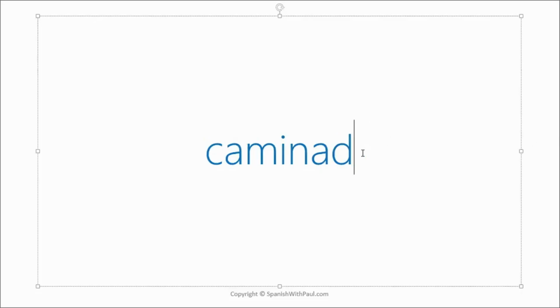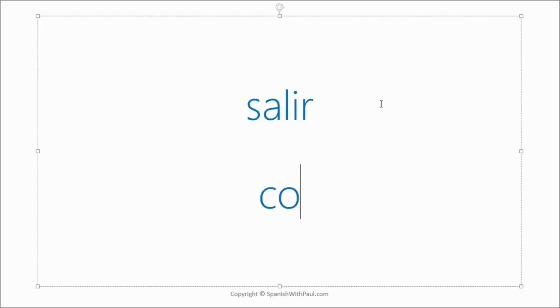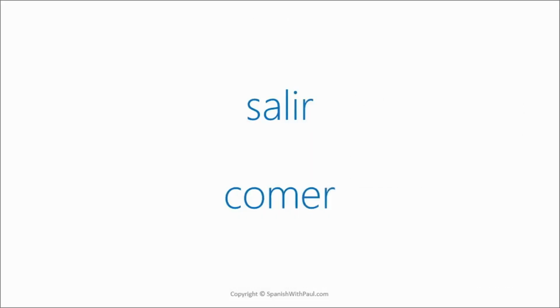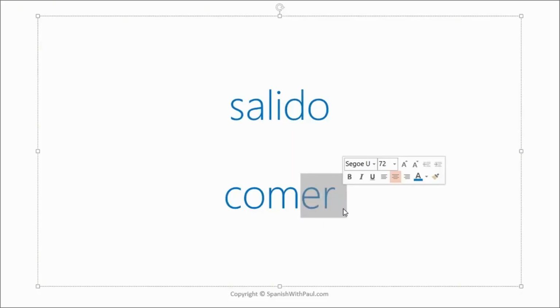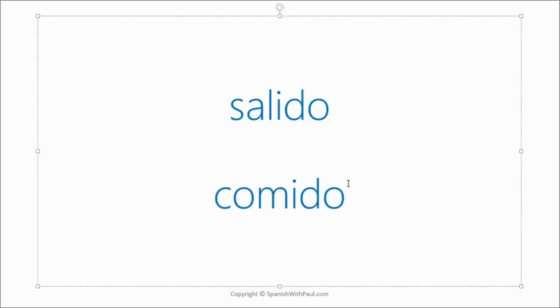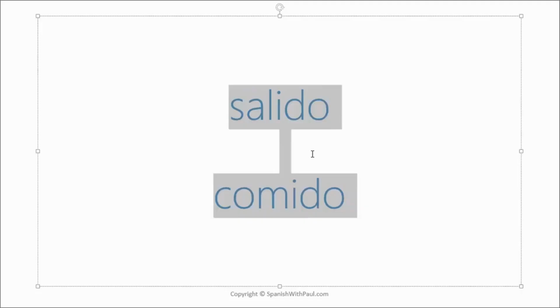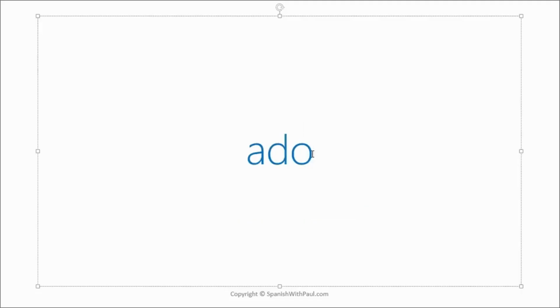Now, if it is not an AR verb, for example, salir or comer, it doesn't matter. It can be either an IR or an ER verb. Then the sound in both cases goes to ido. So we have salido and comido. So you only have two key sounds to worry about. It's either going to go to ado or it's going to go to ido. Ado and ido. Those are the two key sounds for the have past in Spanish.